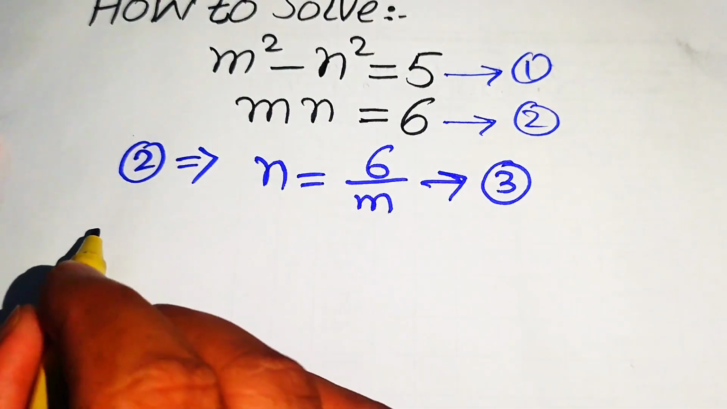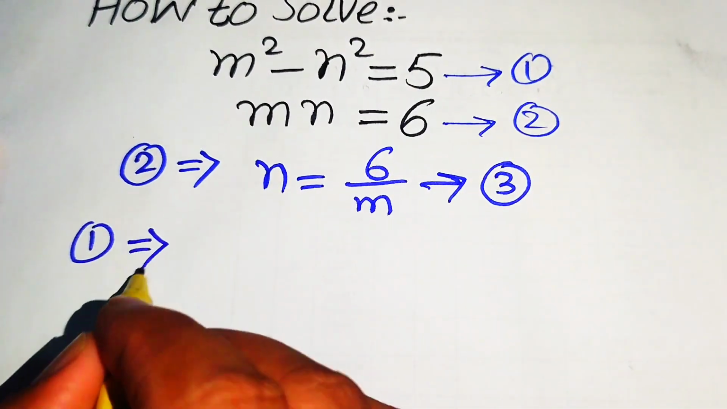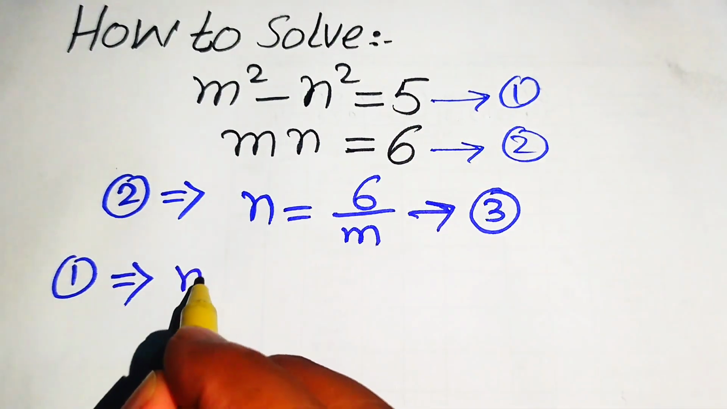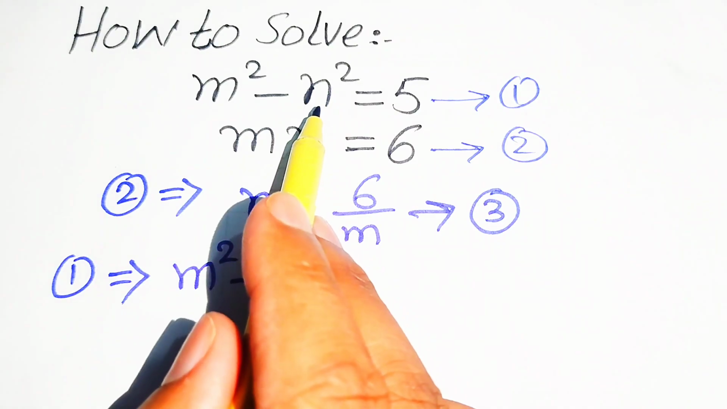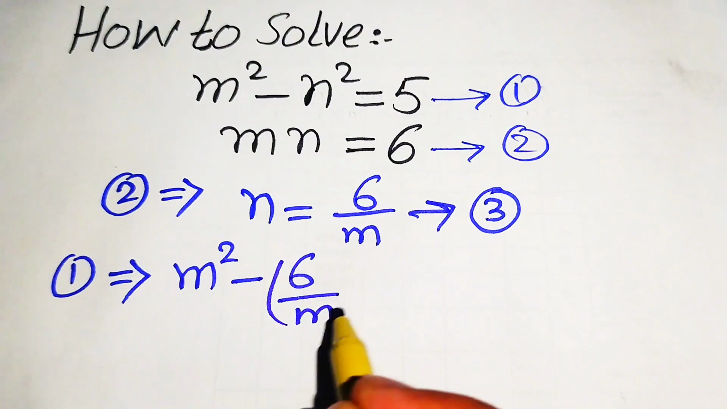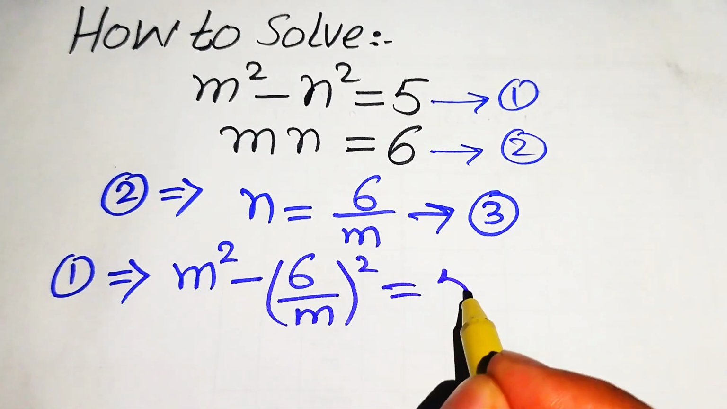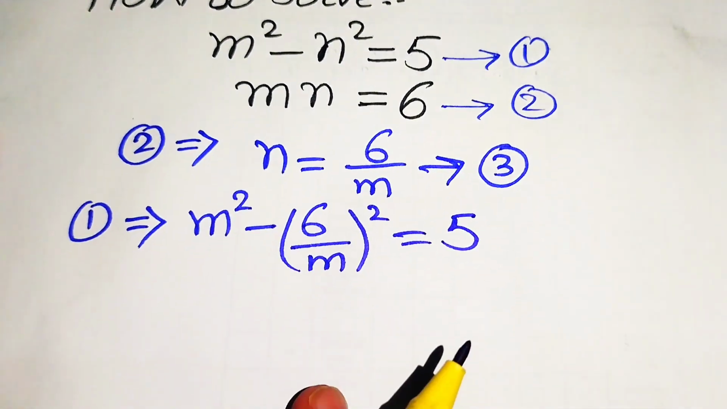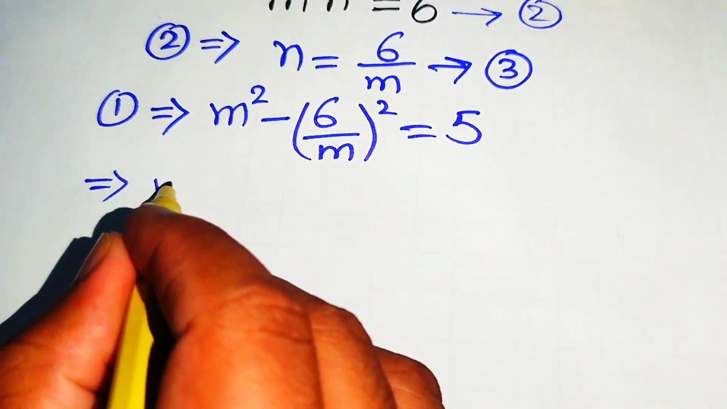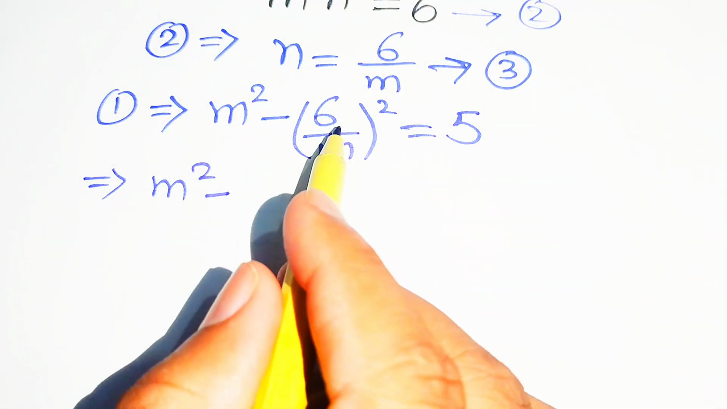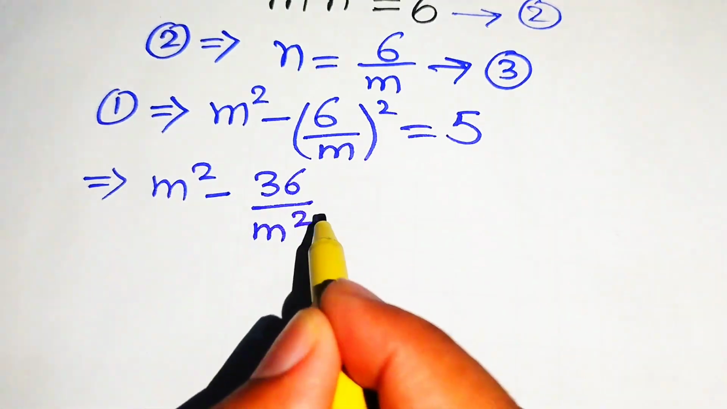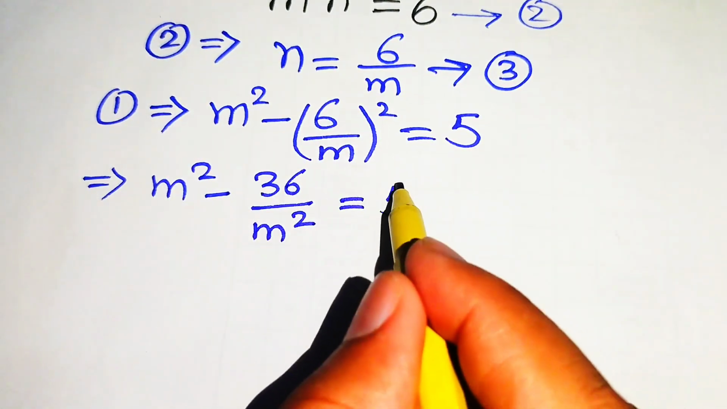Equation number 1 is m square minus n square, so we substitute the value of n here and it will be written as m square minus (6 over m) whole square equals 5. In the next step we need some simplifications, and we rewrite this equation as m square minus, we know that 6 square equals 36, and m square equals m square, and this whole equals 5.